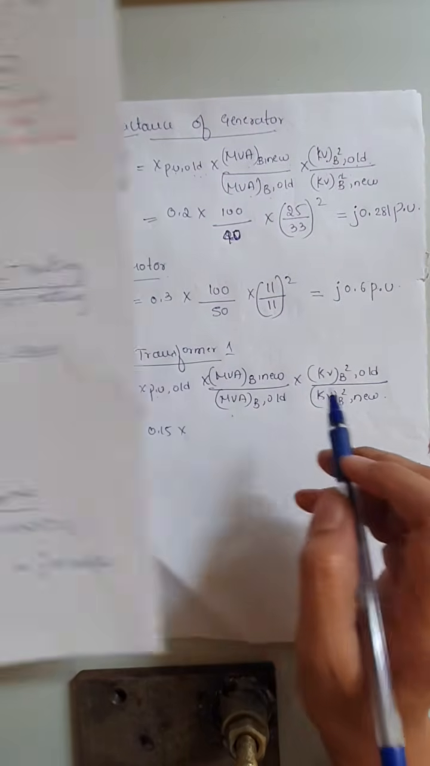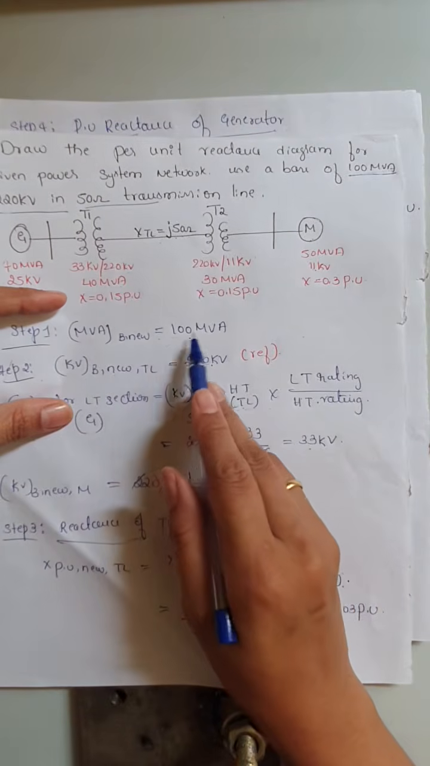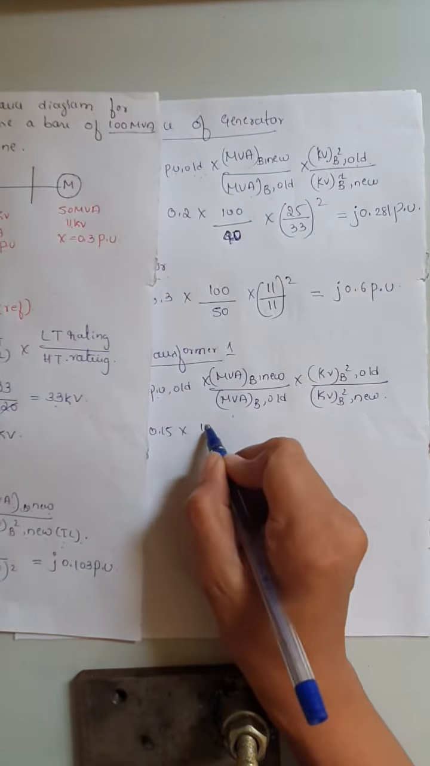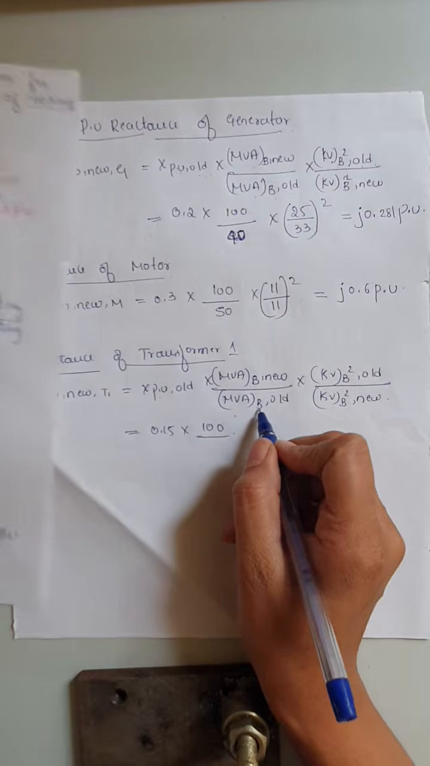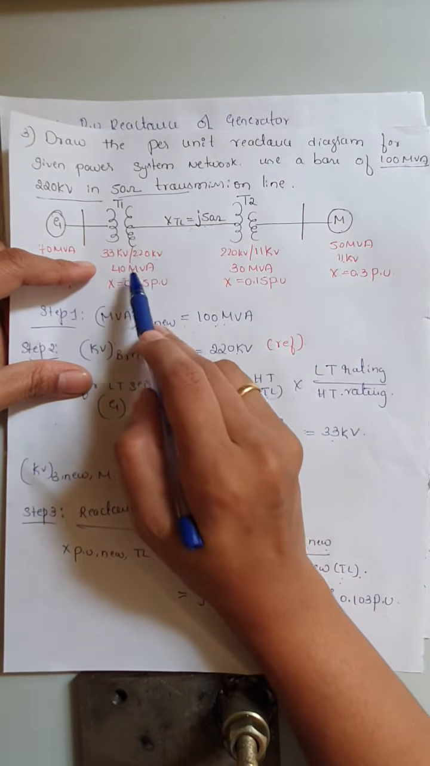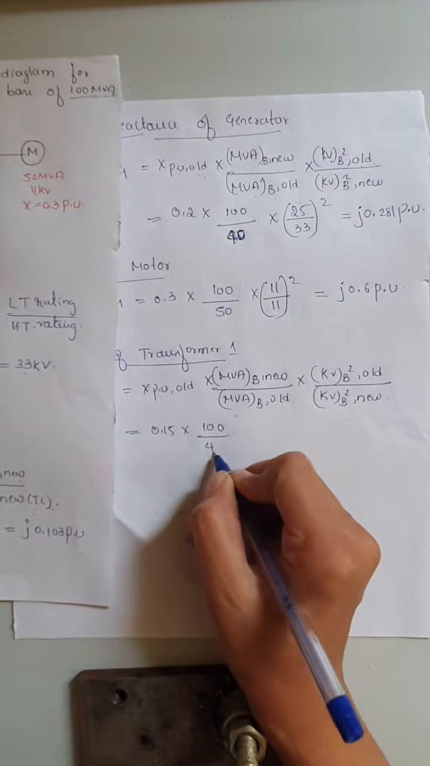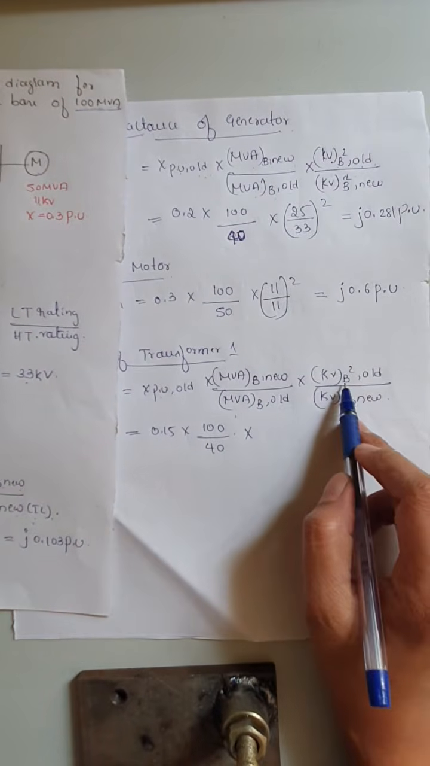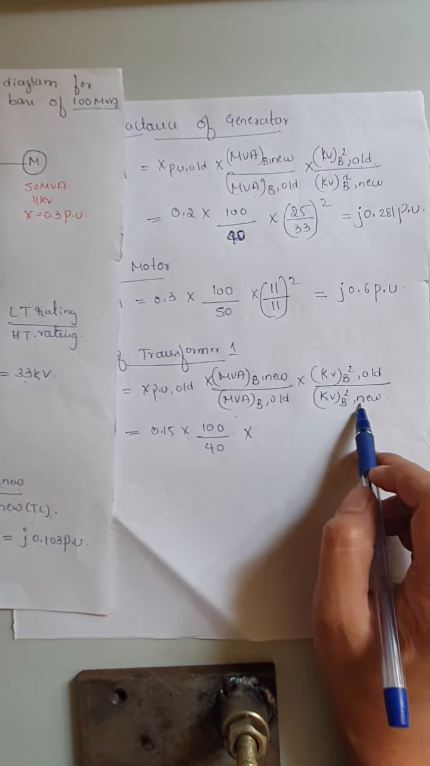Multiplied by MVA base new. Again you have to see the step 1 value, it is 100 MVA, divided by MVA base old. Old is nothing but the given data, it is 40 MVA, multiplied by kilovolt base square old by kilovolt base square new.